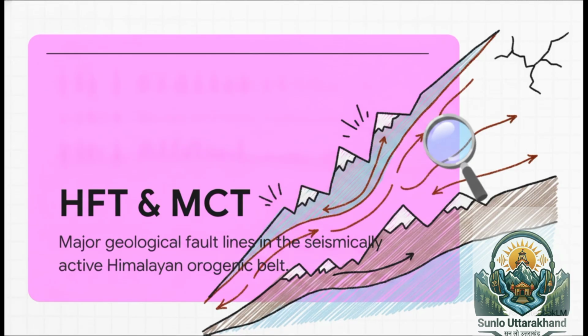This massive collision scars the region with deep geological fault lines, most notably the Himalayan frontal thrust or HFT and the main central thrust or MCT. Think of these as the Earth's crumple zones, where the Indian plate is actively being dragged underneath. This land is still going through turmoil within its very existence. And that is exactly why the state is so incredibly seismically active. Earthquake preparedness here isn't just theory for a textbook, it's a daily way of life.